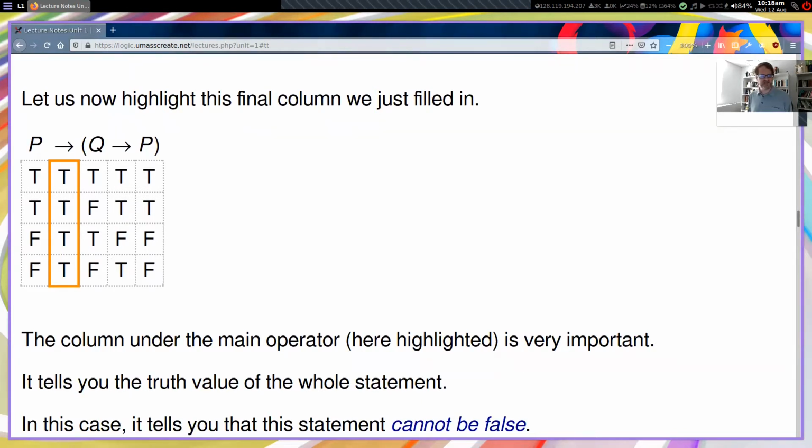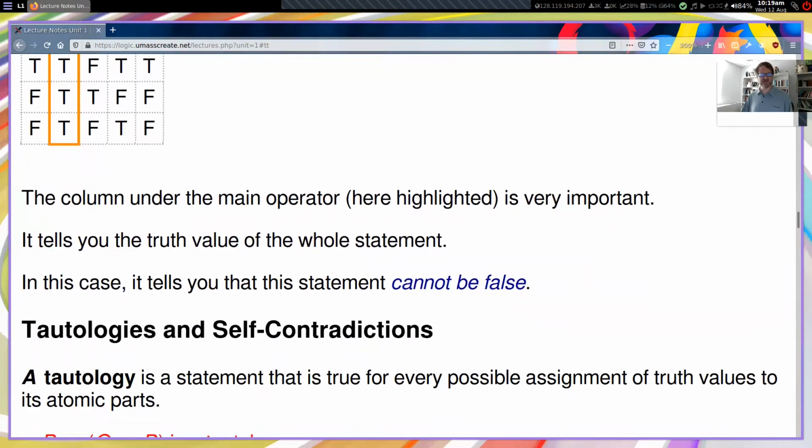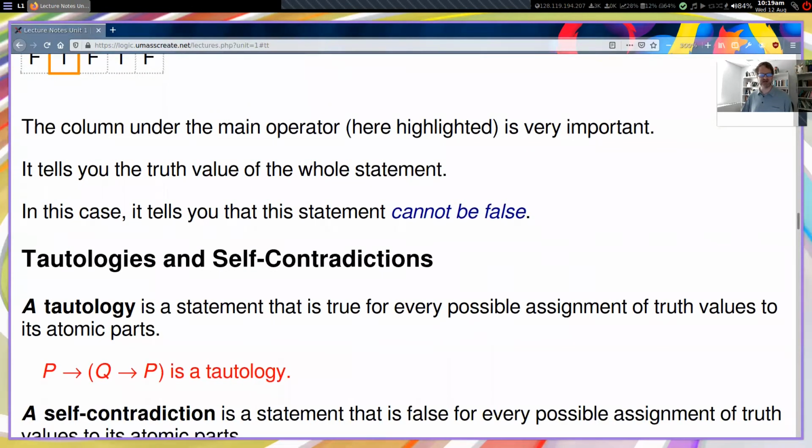No matter what P and Q are, if they're both true, it's true. If they're both false, it's true. If one's true and one's false, it's true. It doesn't matter. So it tells you this statement cannot be false. Logic alone tells you that this statement is true. A statement that cannot be false is called a tautology. A statement that's true for every possible combination of truth values to its atomic parts.